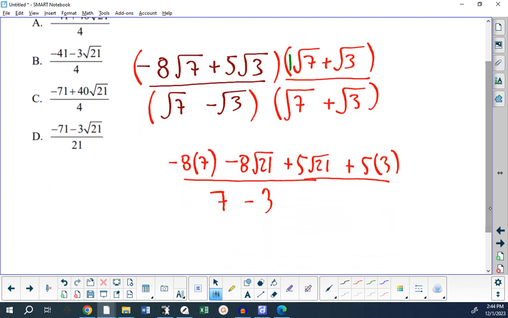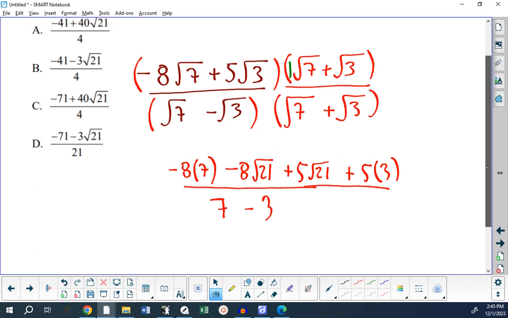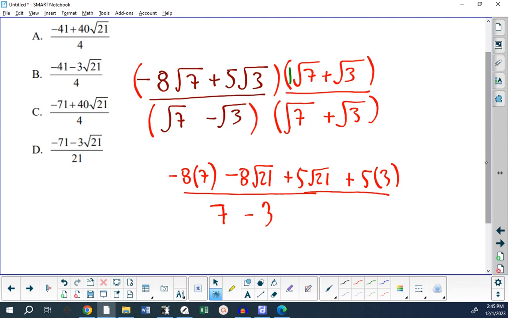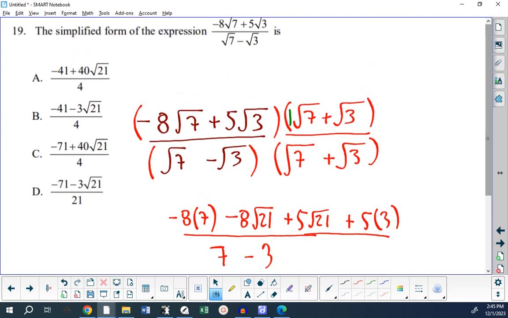So what do we get on top? I have negative 56, which is the 8 by the 7, and it's negative, plus 15, which is negative 41. Now we're down to A or B, and it looks like negative 3 root 21 on the top as well. So it's A. Does that make sense? If you've had any difficulty with rationalizing before, then go to that section in your textbook and try a few. It'll be on there on Monday for sure.